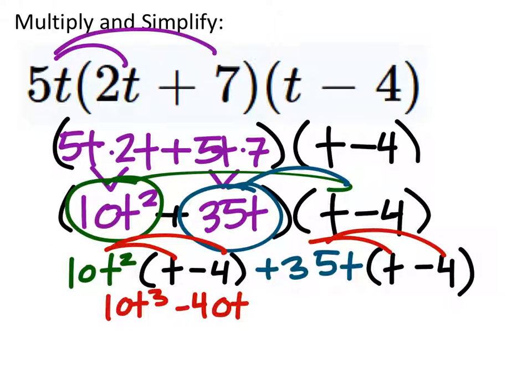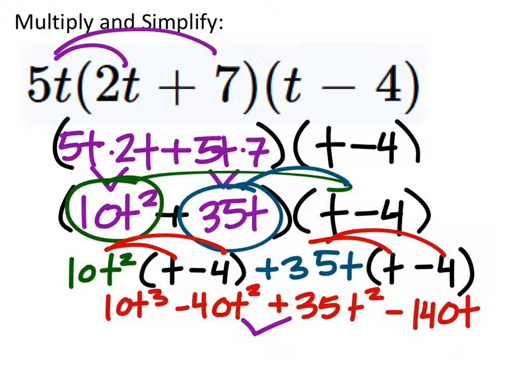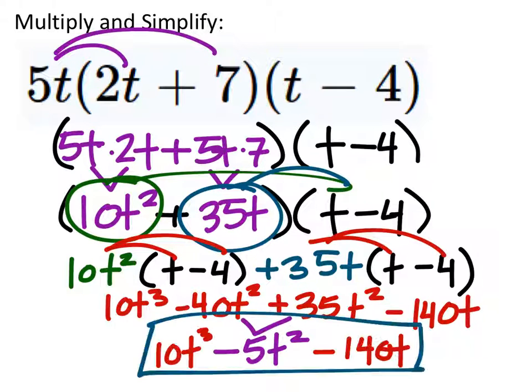35t times t would be positive 35t squared. What would be t times negative 40t? Got that up there. Then 35 times the negative 4. Alright, then of all these, we have the t's that we can combine here in the middle, which would leave us with negative 5t squared.